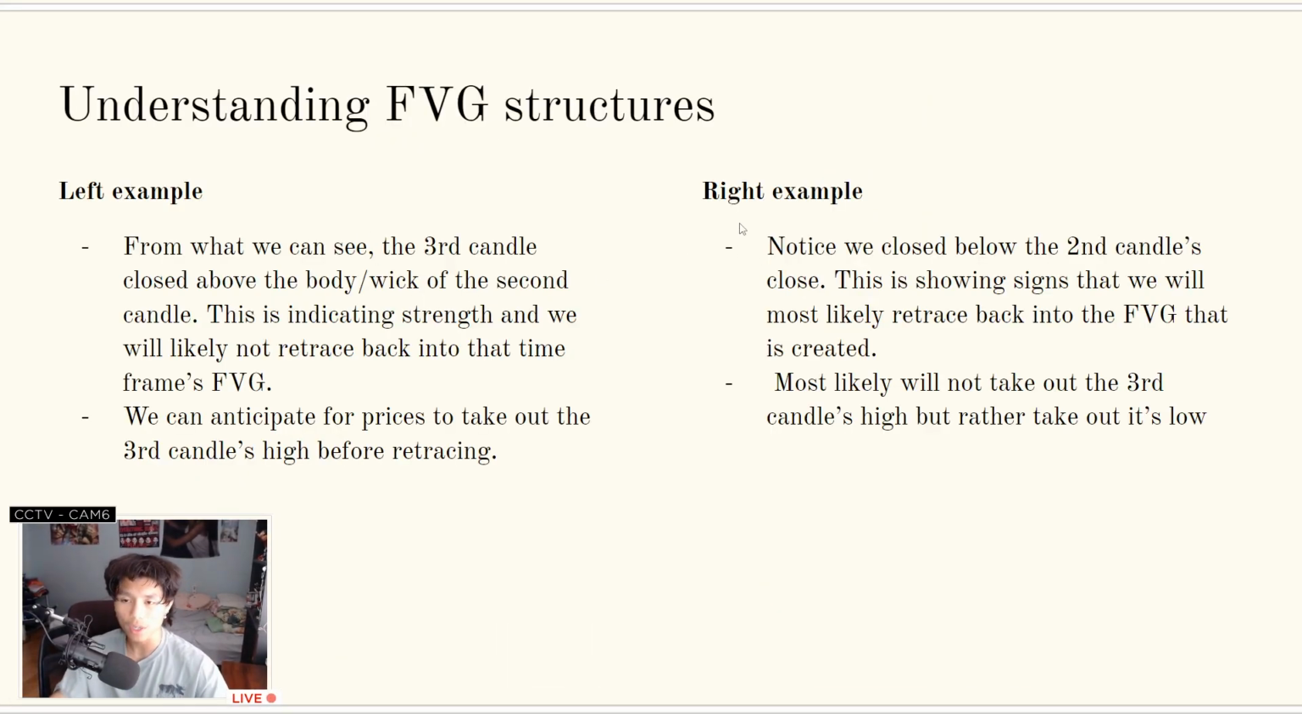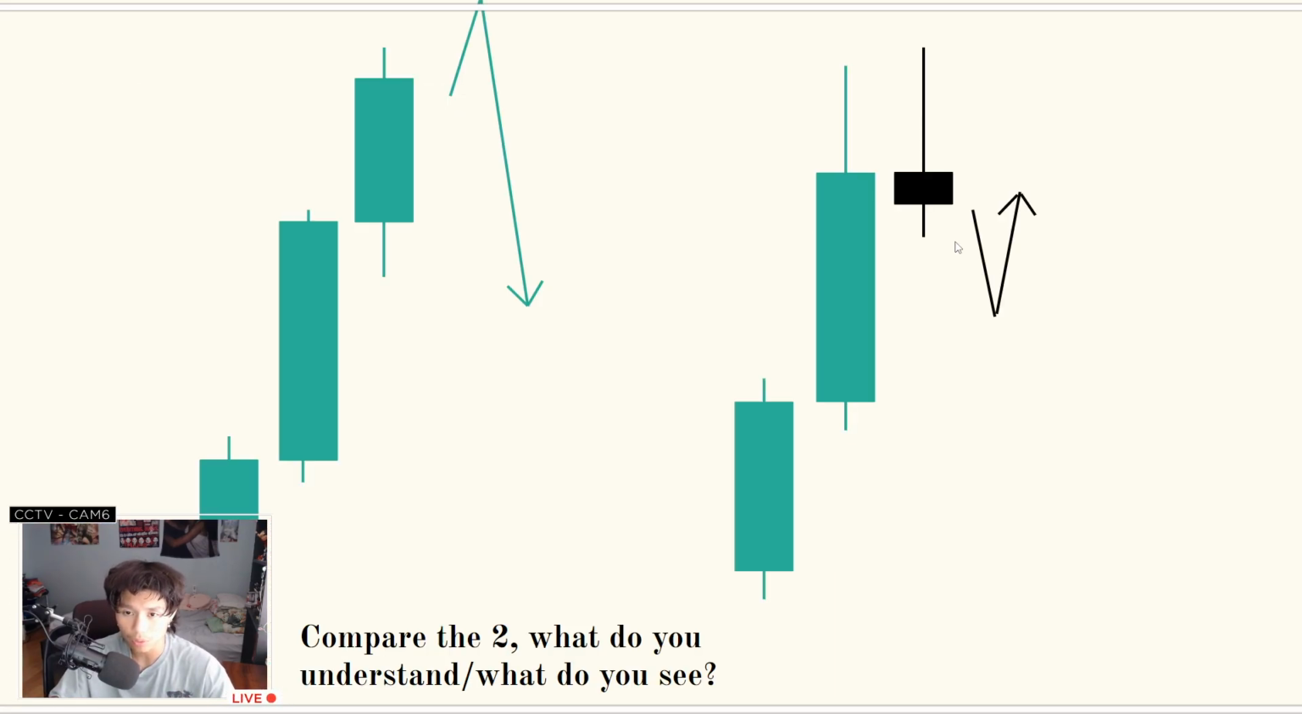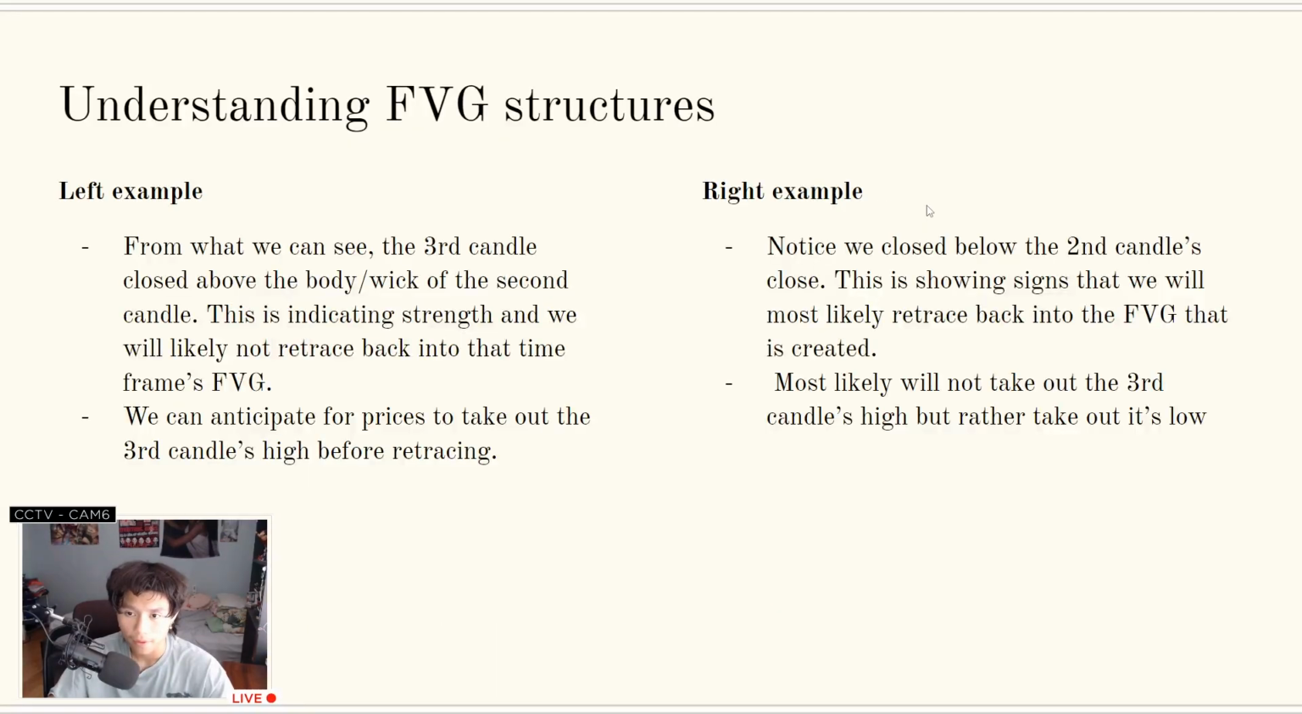All right, and on the right side, I noticed that we closed below the second candle's closure, so we closed below this candle's closure right here, and this is showing signs that we will most likely retrace back into the fair value gap that is created.